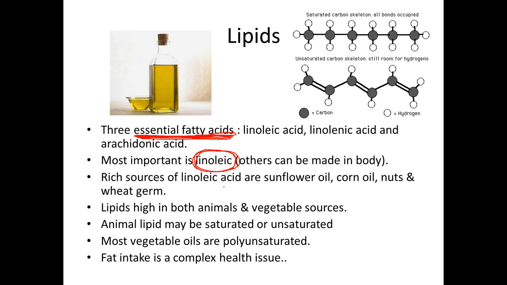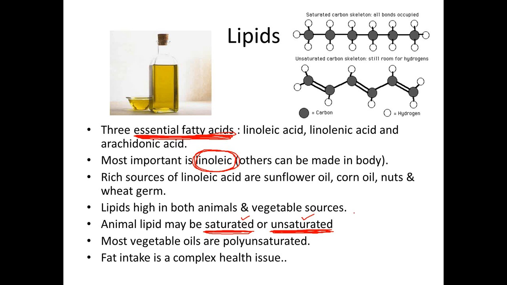Now, where do we find lipids? Well, I'm sure we know that we can find fats in both animals and vegetable sources. Now, terminology that we refer to when we look at lipids is this terminology of saturated or unsaturated fats. There are a number of other terms to do with fat, such as hydrogenated or trans fats, but we're not interested in that at this moment in time. Now, animal lipid is generally available in one or two forms, the saturated form or the unsaturated form.